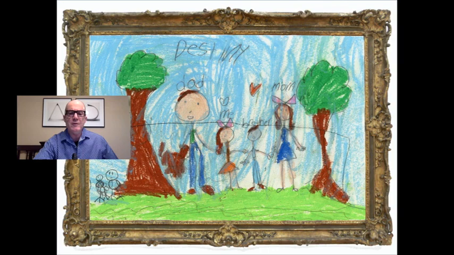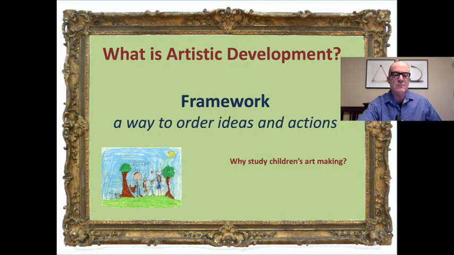It's helpful to think about artistic development as a framework that helps us order and organize what we do in classrooms. Generally speaking, frameworks always help us order our behaviors. A framework can come in many different dimensions. A framework, for example, for helping us organize the way we drive our cars on the highway, on the street, is that we drive on the right. In the United States, that's a framework.